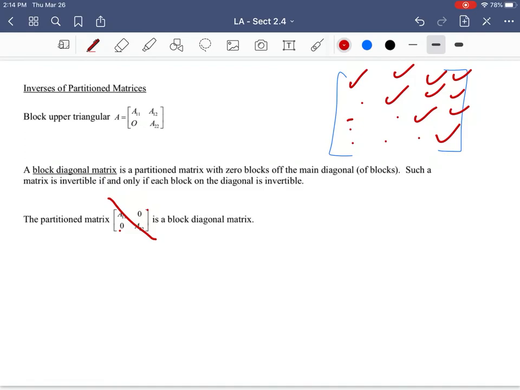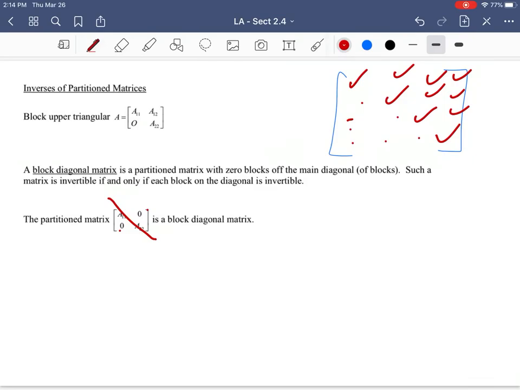You don't really need to do much with them right now, but it says a block diagonal matrix is a partition matrix with 0 blocks off the main diagonal. And such a matrix is invertible if and only if each block on the diagonal is invertible. So it's just like a little definition and rule.